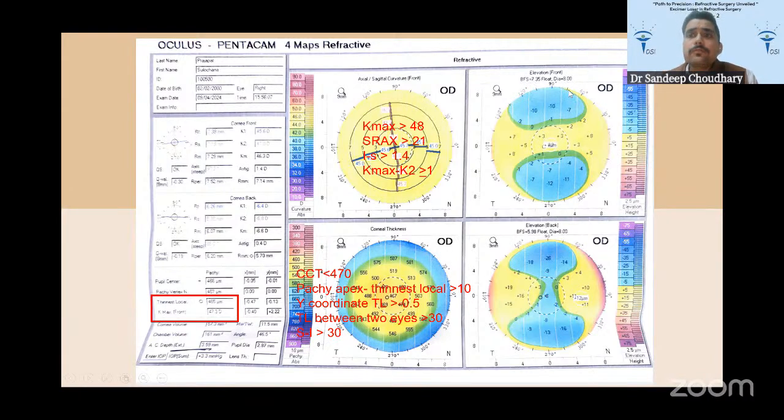Apart from that, elevation also. If the data is from an 8 mm diameter, then we need to see that the front elevation should not be more than 8 and the back elevation should not be more than 16 microns. And if the data is from the 9 mm diameter float, then it should not be more than 12 microns in front elevation and about 17 microns in the back elevation.